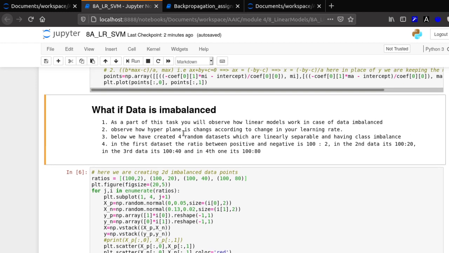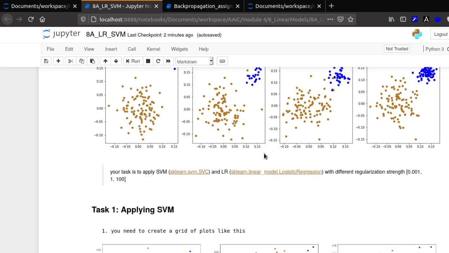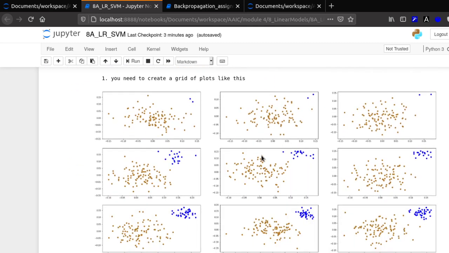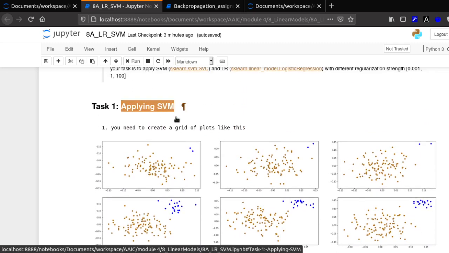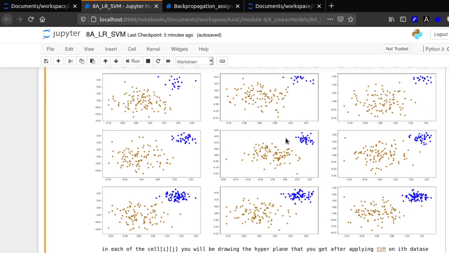Below we have created four random data sets which are nearly linearly separable and have class imbalance. We have created four data sets of different ratios. The first ratio is 100:2, the second is 100:20, the third is 100:40, and the fourth is 100:80. Let's see how they look and what the impact will be. We are applying these data sets on a linear SVM, support vector machine.